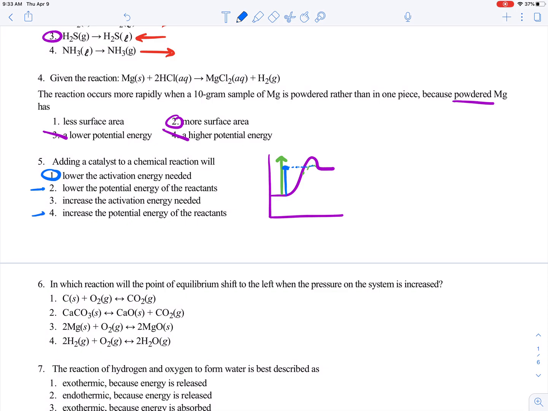Choice 2 and choice 4 are wrong because they're saying that it's changing where the starting point is. You're not changing where the starting point is, you're just giving a shortcut in the middle. If I'm trying to travel from point A to point B, a catalyst just gives me a quicker route to get there. It doesn't change where I'm starting.